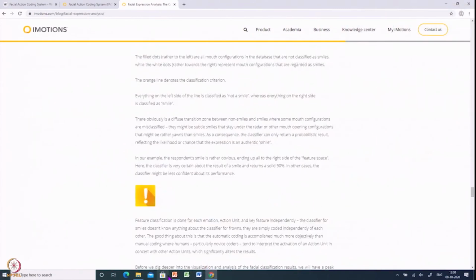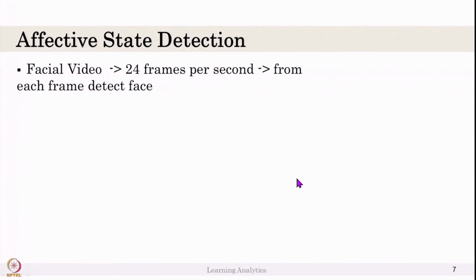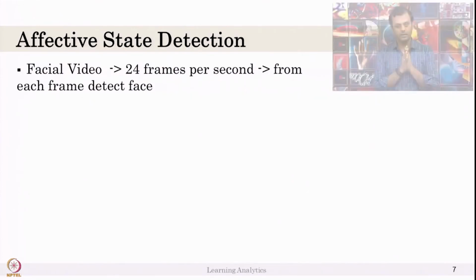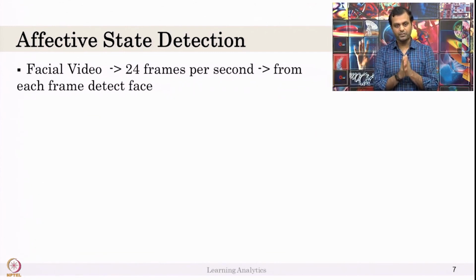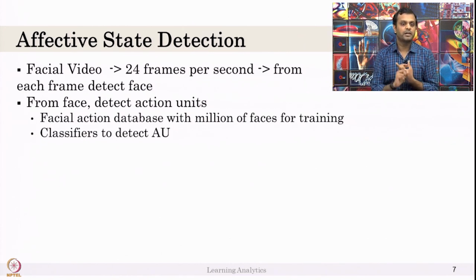Let us see that again briefly. Your facial expression in a video is captured. It is 25 frames per second, and from each frame it detects the face. After detecting the face, it detects the action units by comparing that particular area with the trained database, and from that information it classifies whether the action unit is happening or not. There are classifiers trained to detect action units, like a simple machine learning classifier. Most of them are support vector machines or the advanced neural network ones.